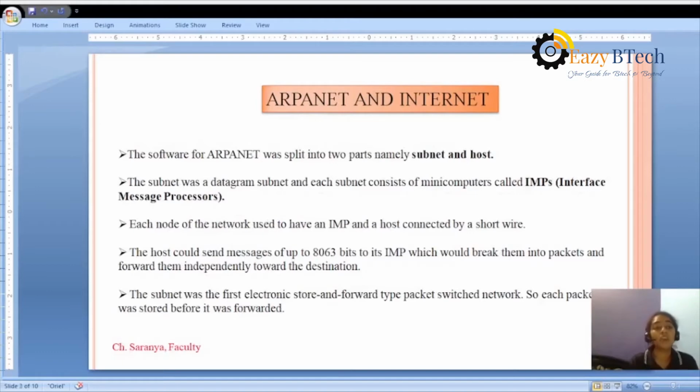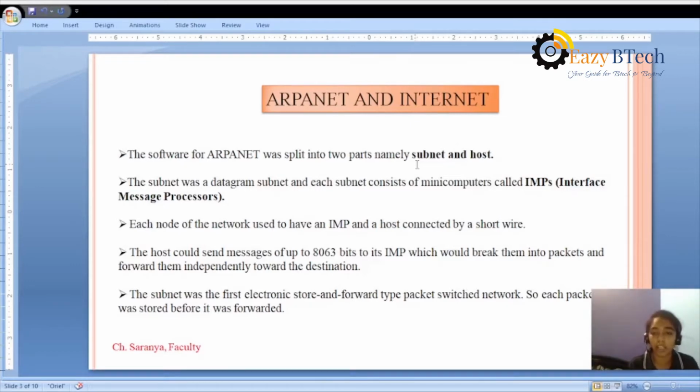The software for ARPANET was split into two parts, namely subnet and host. So let us see what is meant by subnet and what is the host. The subnet was a datagram subnet, and each subnet consists of minicomputers. We can call it an interface message processor. Each node of the network used to have an IMP and a host connected by a short wire.